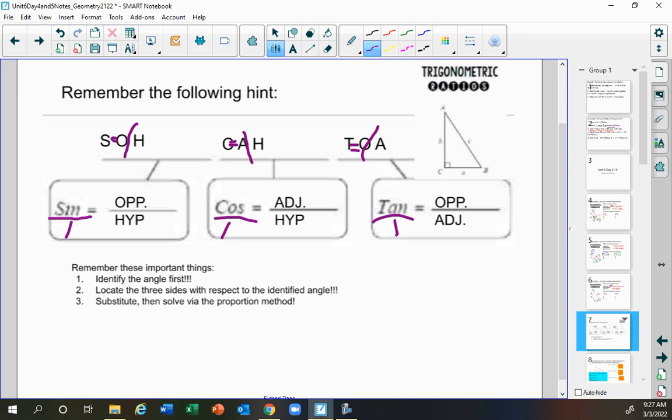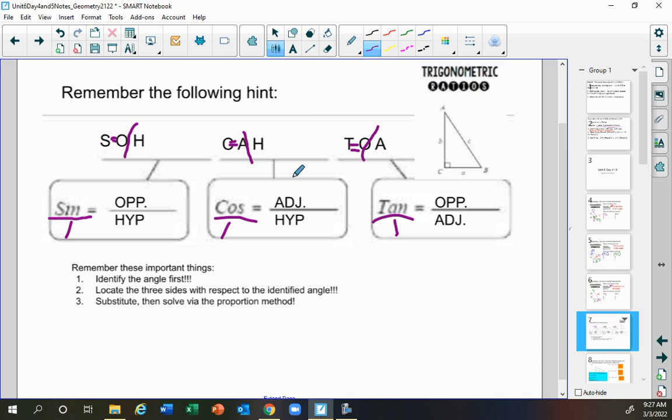Let me see if I can make, no, I can't make that bigger. But yeah, these are the most important rules. Identify your angle first. Locate the three sides with respect to the identified angle. Substitute, solve by way of proportion. And some of these, it may just be simplify the fraction, yeah, and that's it.